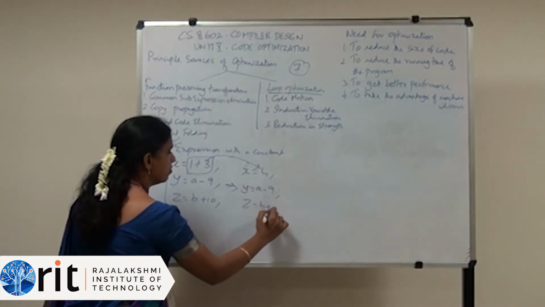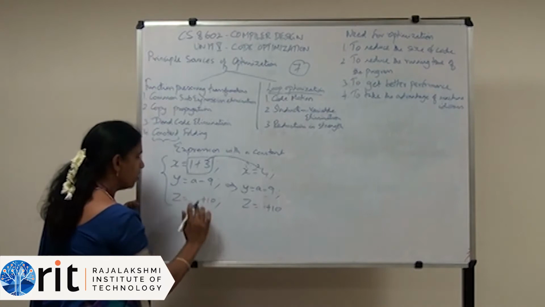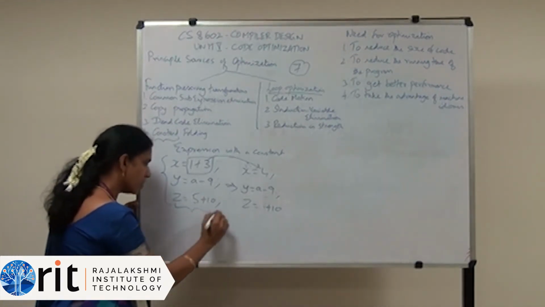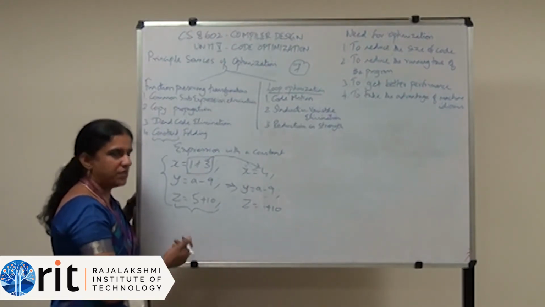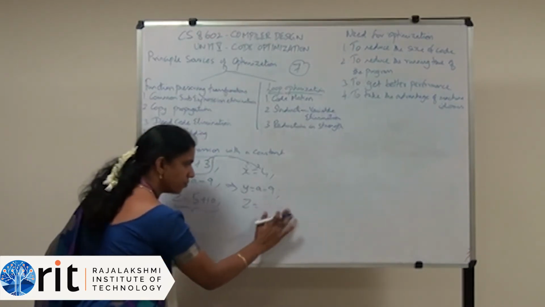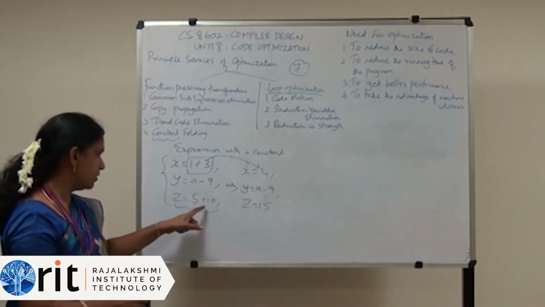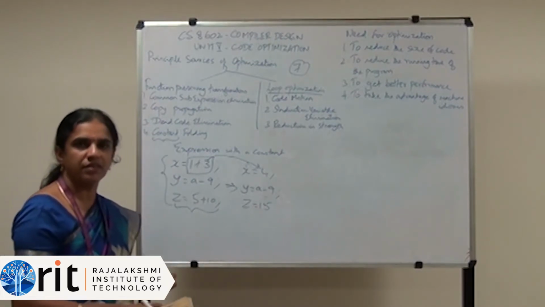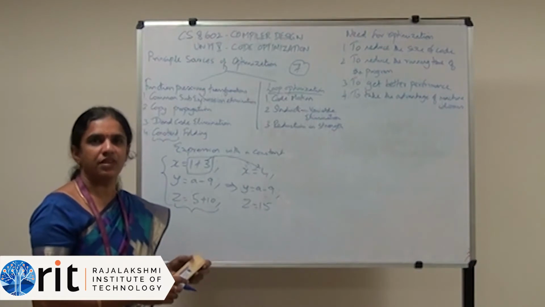Then Z equal to B plus 10. Suppose, assume that instead of B, I have 5 in my statement itself. Then in this statement also we can apply the optimization technique. So instead of using Z equal to 5 plus 10, what can I do? Z equal to 15. I can add and replace it with a particular constant. This method is called the constant folding method. So far we have seen 4 techniques under the function preserving transformation.